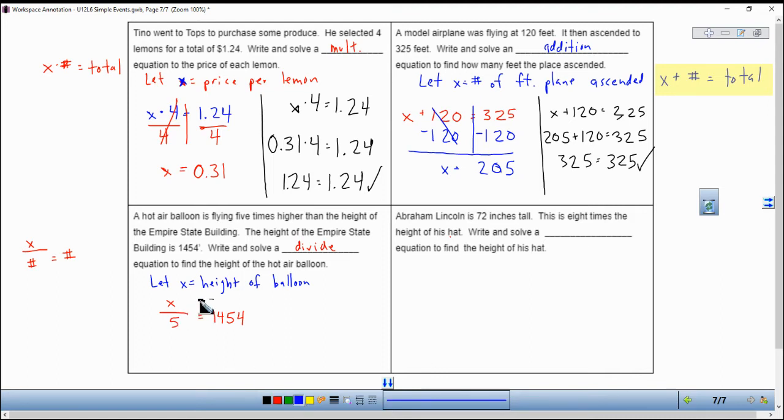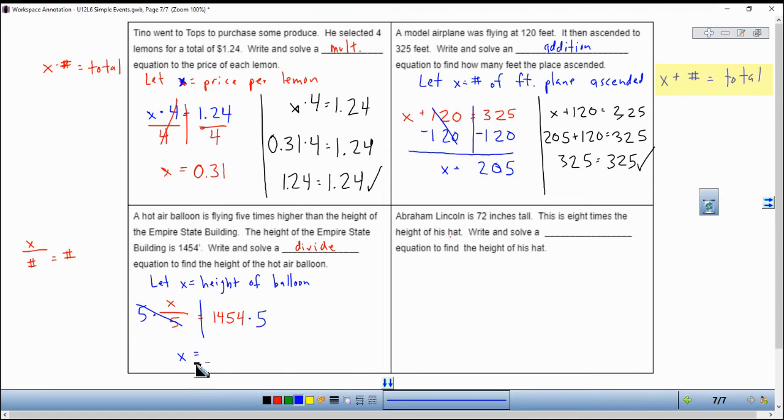All right, let's do the wall. How are we going to get rid of that divide by 5? We're going to multiply by 5, and we're going to do that on both sides. Times 5 on this side and times 5 on that side. The 5s will cancel out, and the x is equal to.